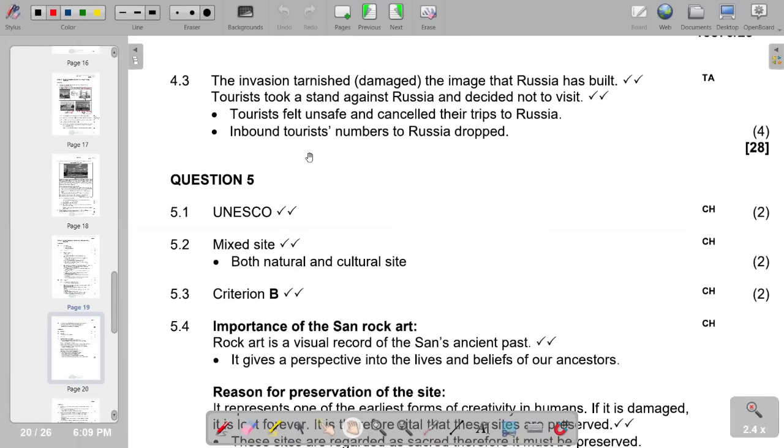Because obviously when there's war, tourists do not visit that place. Tourists felt unsafe and cancelled their trips to Russia. Inbound tourist numbers of Russia dropped. So those are some of the negative effects that were there due to the war.